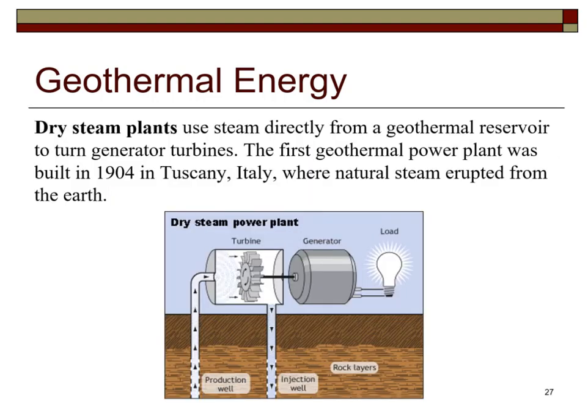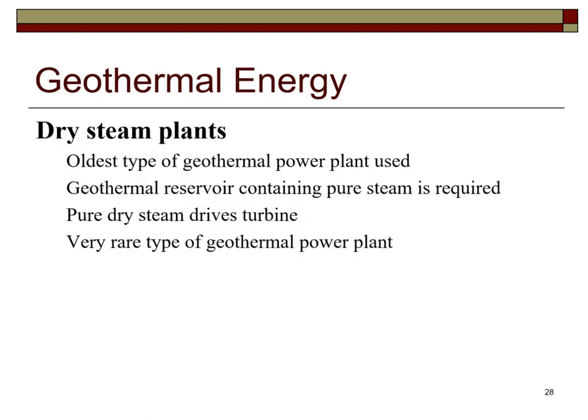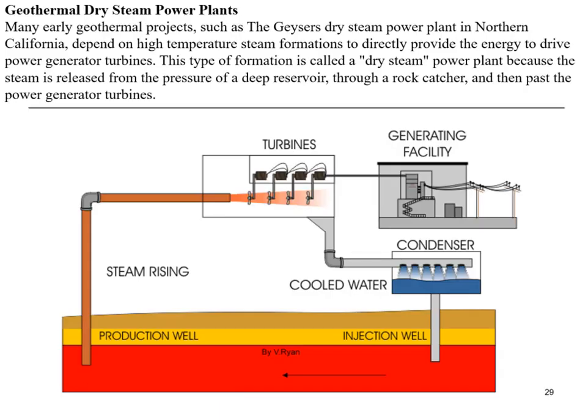Dry steam plants use steam directly from a geothermal reservoir to turn generator turbines. The first geothermal power plant was built in 1904 in Italy, where natural steam erupted from the Earth. They are the oldest type of geothermal power plant. Geothermal reservoirs containing pure steam are required. Pure dry steam drives turbines. This is a very rare type of geothermal power plant. An animation of the dry steam power plant is shown here.